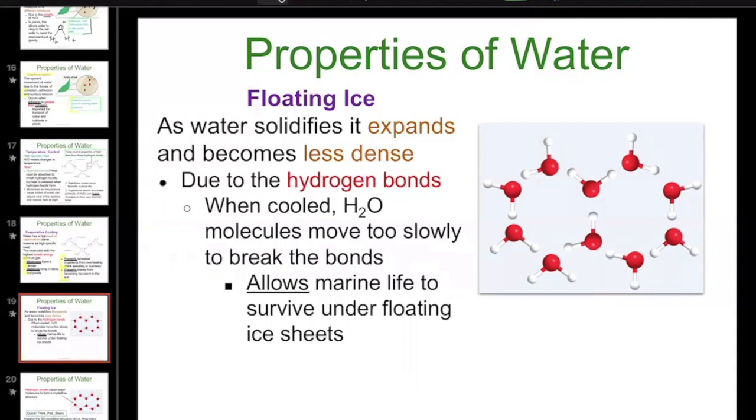This allows marine life to live underneath the floating sheets of ice. I mean, you can imagine how bad it would be if you have something that lives on the floor of the ocean, and every time anything ices over, that ice sinks to the bottom and crushes anything below it, right? I mean, that would not be good. So because of ice floating, marine life is able to survive underneath of it.